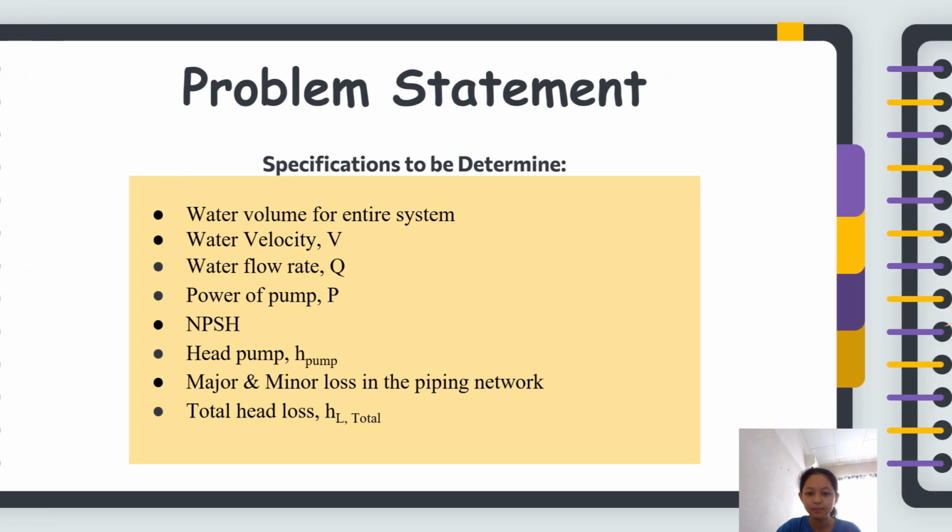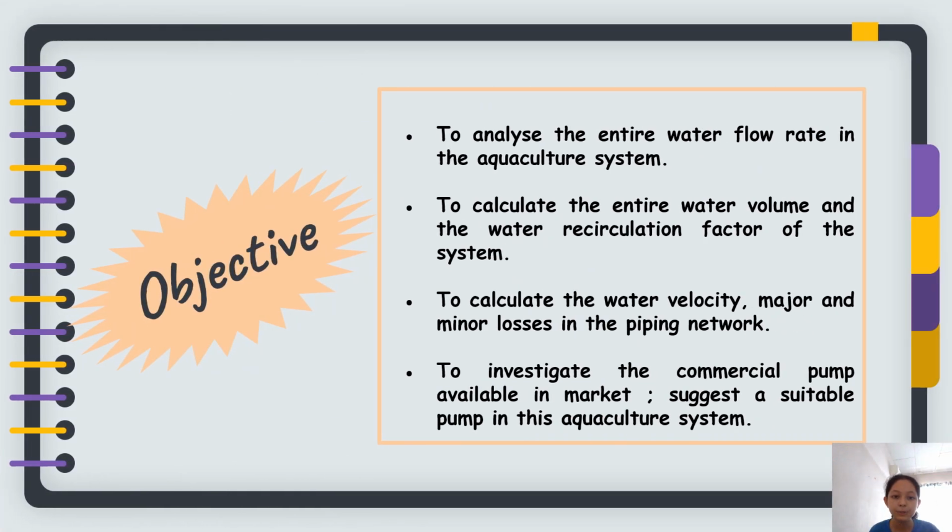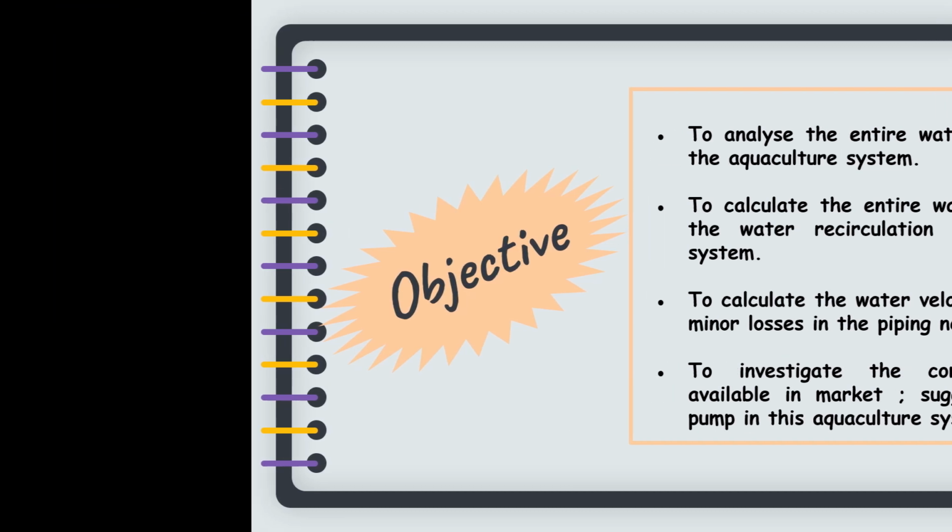The objective of this mini project is to analyze the entire water flow rate in the aquaculture system, to calculate the entire water volume and the water recirculation factor of the system, to calculate the water velocity, major and minor losses in the piping network, and lastly, to investigate the commercial pump available in the market and suggest a suitable pump in this aquaculture system.